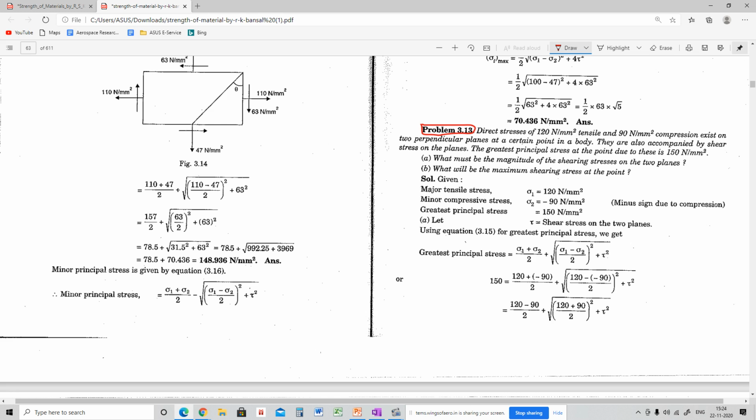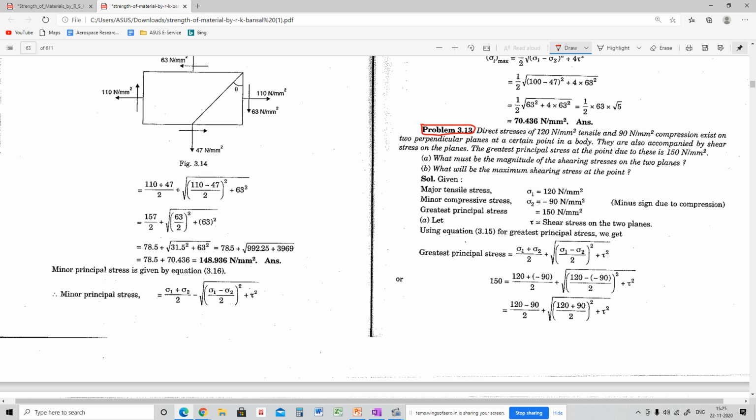Okay, let's look into this problem, problem 3.13. Direct stresses of 120 Newton per mm square tensile and 90 Newton per mm square compression exist on two perpendicular planes at a certain point in a body. They are also accompanied by shear stress in the plane. The greatest principal stress at the point due to this is 150 Newton per mm square.